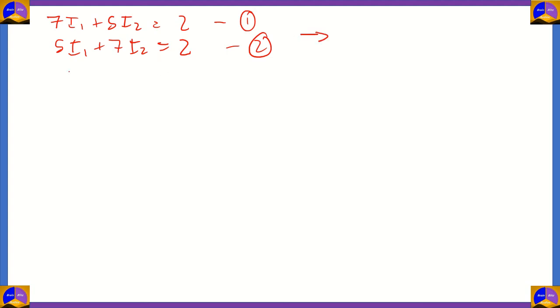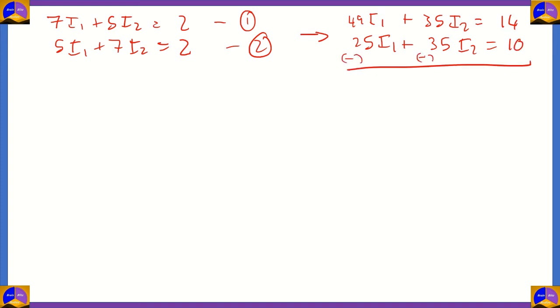So we have 7 and 5, and we know that 7 times 5 equals 35. So for similarity's sake, let's cancel out I2. So for that, we need to multiply by 7 in equation 1 and multiply by 5 in equation 2. 7 times 7 is 49, I1, plus 7 times 5 is 35, I2, equals 2 times 7 is 14. Then you have 5 times 5 is 25, I1, plus 5 times 7 is 35, I2, equals 2 times 5, that is 10.